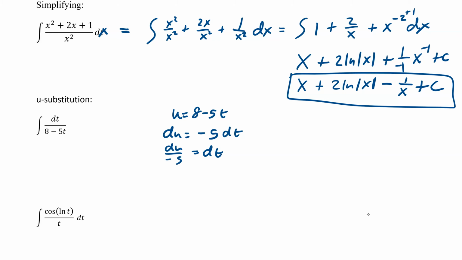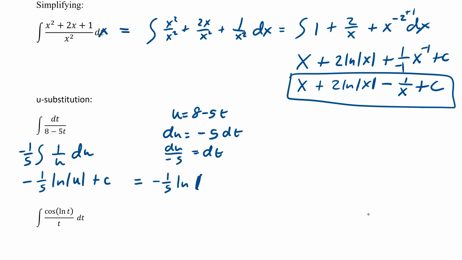And then we resubstitute. So this becomes, I'm going to put the negative 1/5 outside. And then this would now become 1 over u du. And then that's just natural log of u. So negative 1/5 natural log of u plus c. And then this is negative 1/5 natural log, oops, gotta have the absolute value, 8 minus 5t plus c. There you have it.